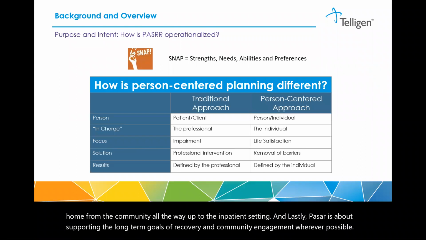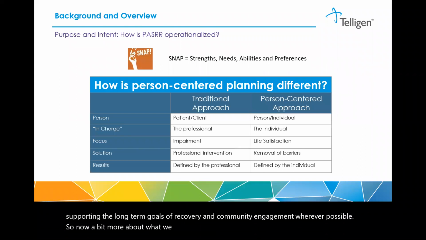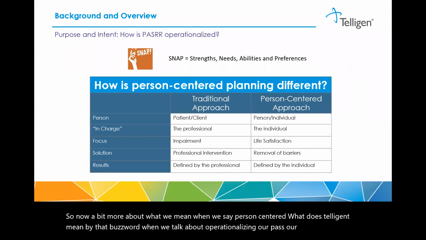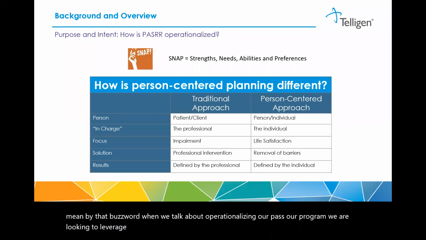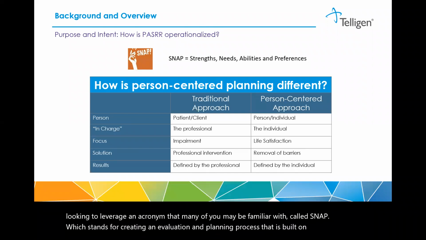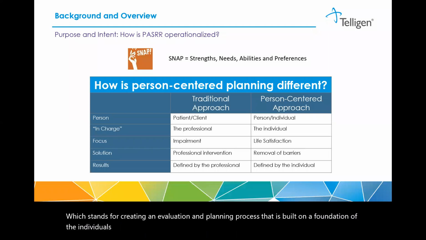Now a bit more about what we mean when we say person-centered. What does Telegen mean by that buzzword? When we talk about operationalizing our PASSR program, we are looking to leverage an acronym that many of you may be familiar with called SNAP, which stands for creating an evaluation and planning process that is built on a foundation of the individual's own strengths, needs, abilities, and preferences, as defined by working with the individual.